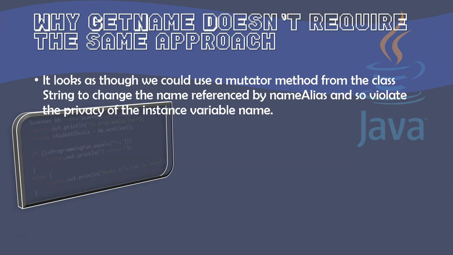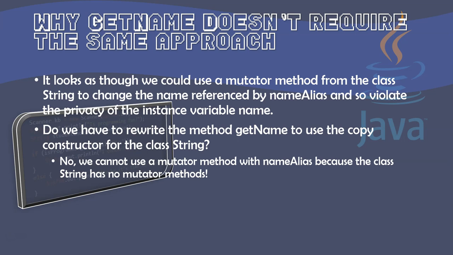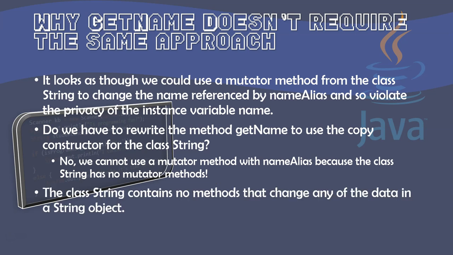It looks as though we could use a mutator method from the class String to change the name reference by nameAlias, and so again violate the privacy of the instance variable name. So then we ask ourselves, do we need to rewrite the method getName to use the copy constructor for the class String? Well, the answer is no. We cannot use a mutator method with nameAlias because the class String, if you actually look at the documentation, doesn't have any mutator methods. The class String contains no methods that allow you to change any of the data in a String object.